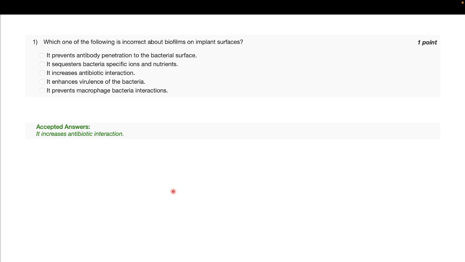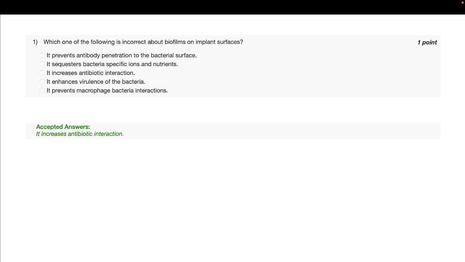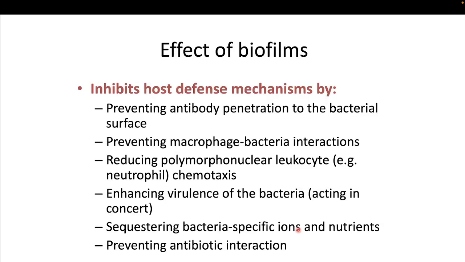Is this clear? Am I making sense? Please let me know if I'm going too fast. I'll slow down, and if anybody has a doubt in any question or if it's not clear, we can discuss again. Cool. Okay, I'll move on to the next question then.